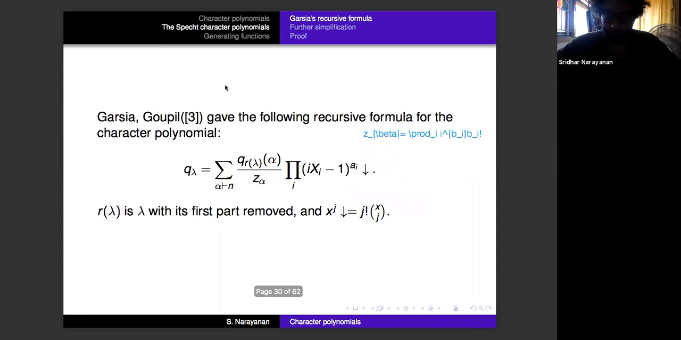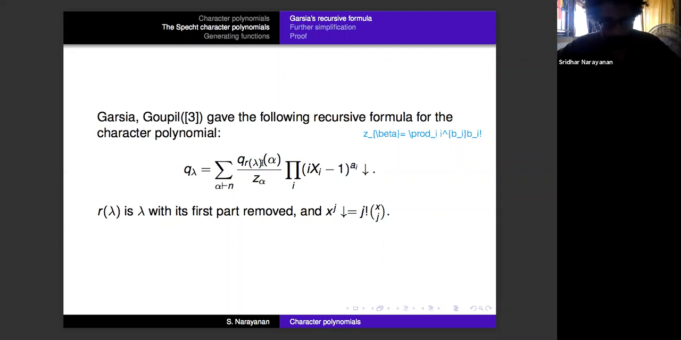That expression is not great to work with, but Garcia and Gupil in that paper gave this recursive formula for the character polynomial. Let me just explain it. This is self-explanatory: R lambda is lambda minus the first row, right?